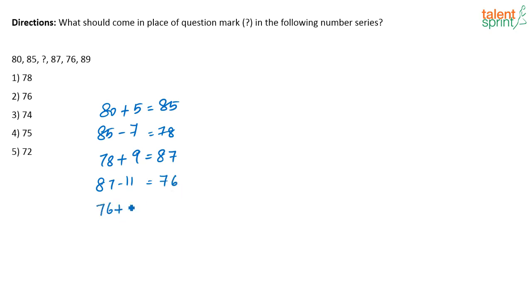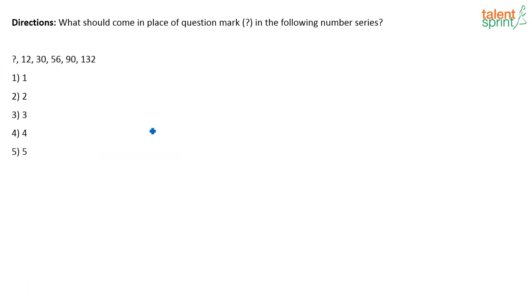76 plus 13 is 89. So basically plus 5 minus 7 plus 9 minus 11 plus 13. So next will be minus 15 and so on. Alternating, right? Plus minus plus minus. And you are taking numbers 5, 7, 9, 11, 13, 15 and so on. So the correct answer here will be option 1, 78.